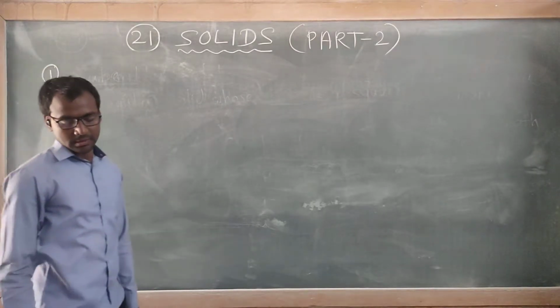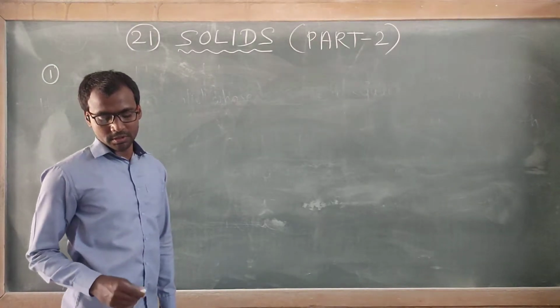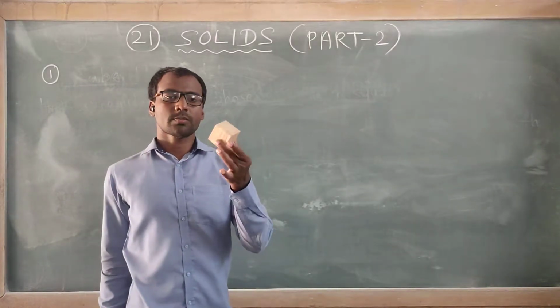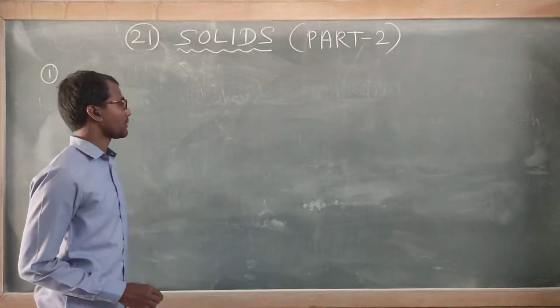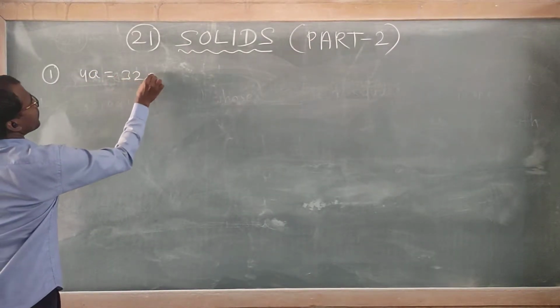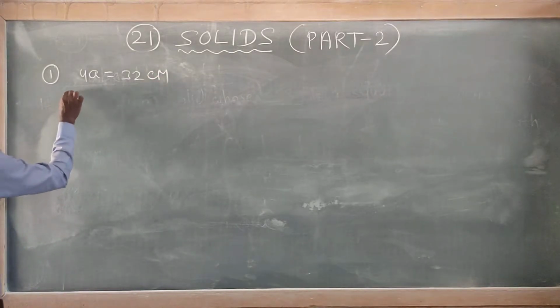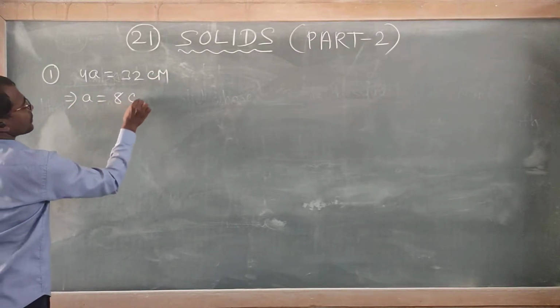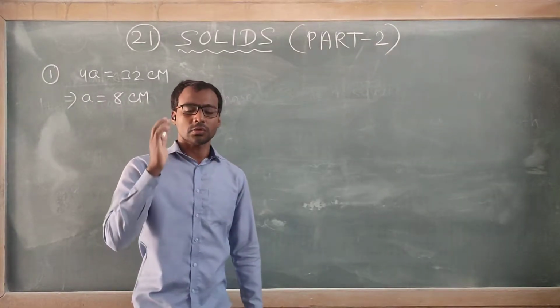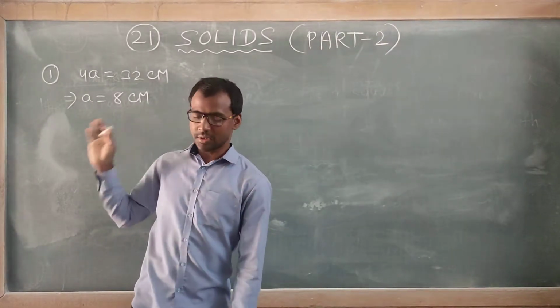Each face of a cube has a perimeter equal to 32 cm. Each face means square. Each face of a cube is a square. Its perimeter is 32 cm, which means 4a is equal to 32 cm. So a is equal to 8 cm. Each side, meaning edge, of the cube is 8 cm.